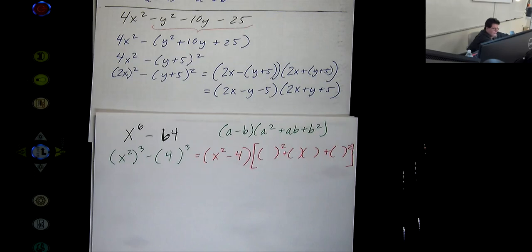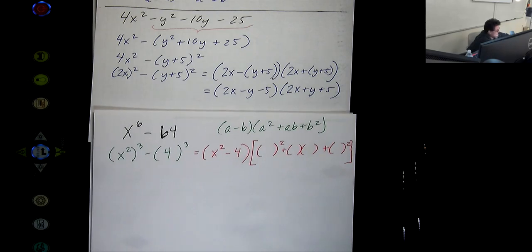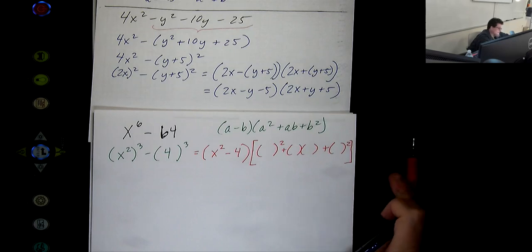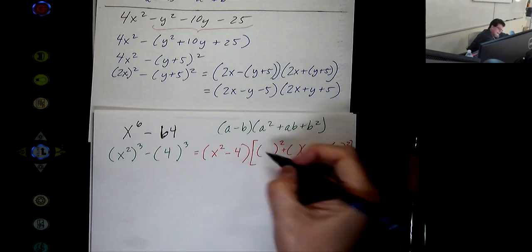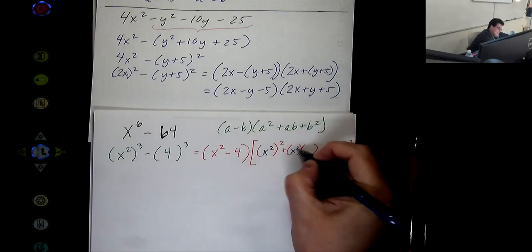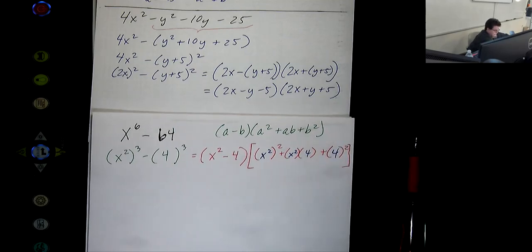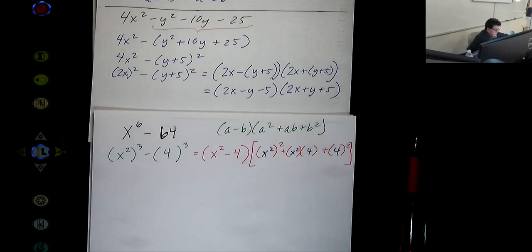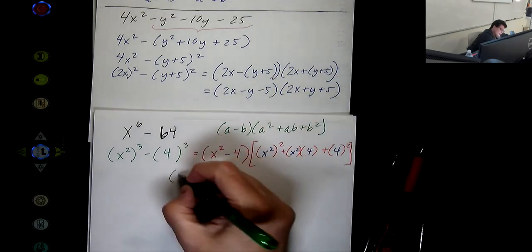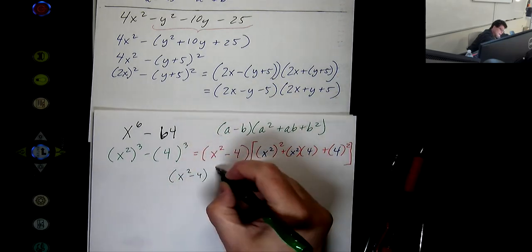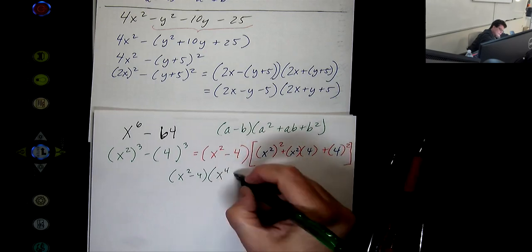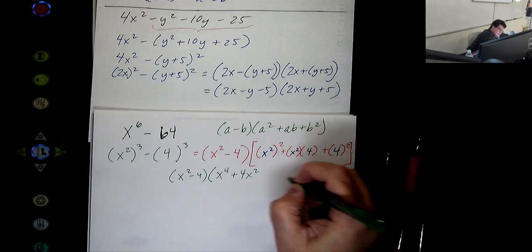And even someone who has got a decade and a half of working with math an awful lot, I still mess up. So I'm going to use parentheses. My A is x squared. And my B is 4. So I have x squared minus 4 times x to the 4th power plus 4x squared plus 16.